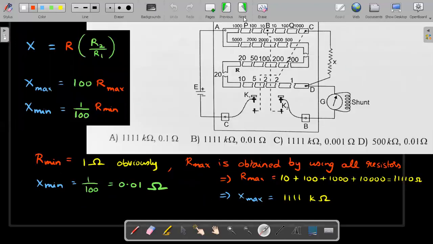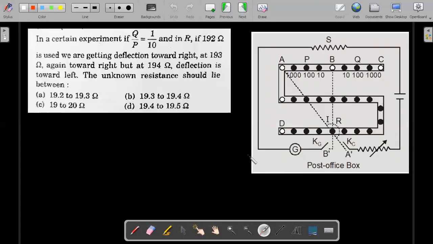Then this one and the last one. In a certain experiment, if P by Q or Q by P, please read it carefully. He has given it as 1 by 10. That means this by this is 1 by 10, so this is 10:1. If the value of capital R is 192, then we get deflection of the galvanometer towards the right. And at 193, it is again towards the right. At 194, if the deflection goes to the left, then the unknown resistor should lie between. This is a very straightforward question that I wanted to finish our discussion with.